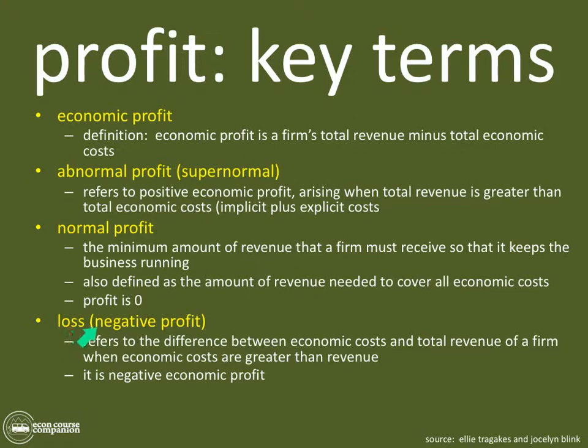Then, of course, there's a thing called loss or negative profit or negative economic profit. And this refers to the difference between economic costs and total revenue of a firm when economic costs are greater than the revenue. That sounds sophisticated, but it's just as if you had costs of $5 to make your pizza and you had total revenues of $4. You just lost $1 per unit, right?